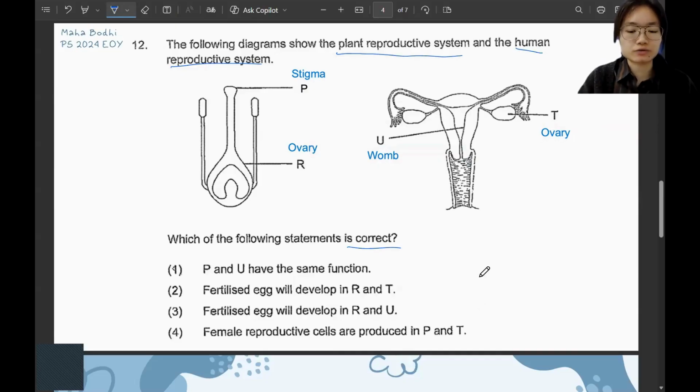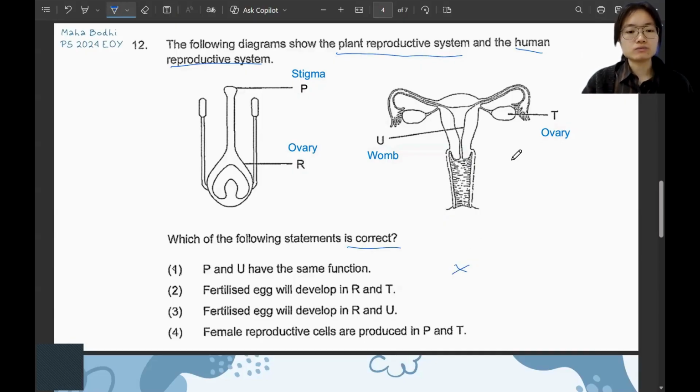So let's tick and cross our options here. Number one, P and U have the same function. P is the stigma and U is the womb. Do they have the same function? No, right? So we X this out.